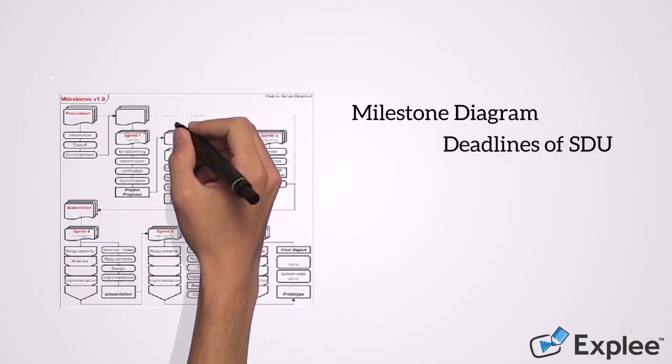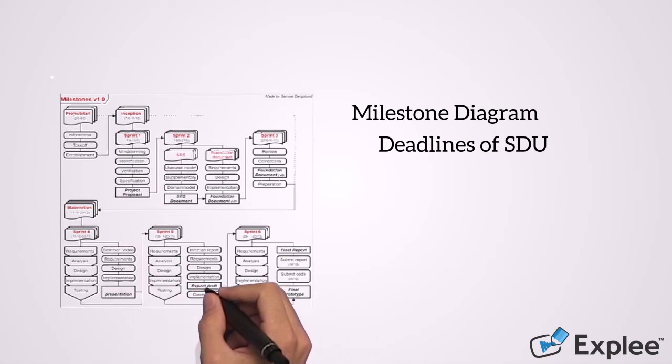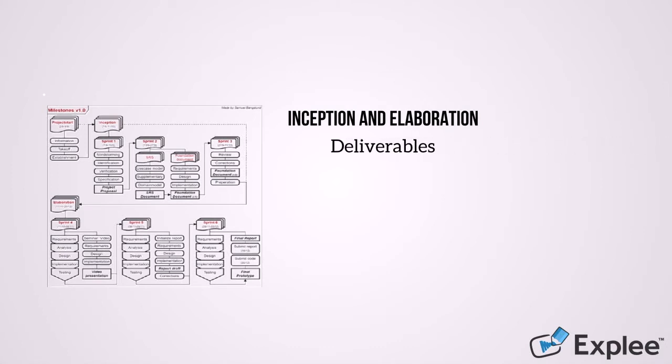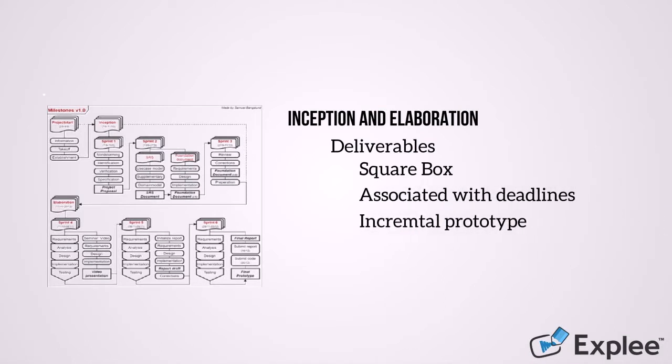From the deadlines defined by the university SDU, several sprints seem obvious. These also set the standard for when the different phases start and finish. What's more, each sprint has a similar sized time capacity of 3 to 4 weeks. By looking upon the diagram of milestones, you'll notice that inception and elaboration each has deliverables visualized by a square box. These deliverables are associated with deadlines, whereas deliverables from sprints in the elaboration phase are incremental prototypes of the software system.